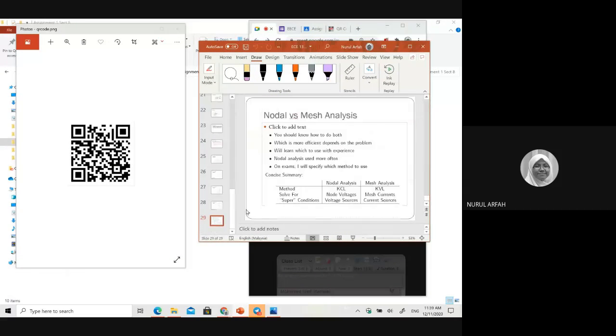Section 8. I already posted your assignment 1. You can check the marking or the grading.